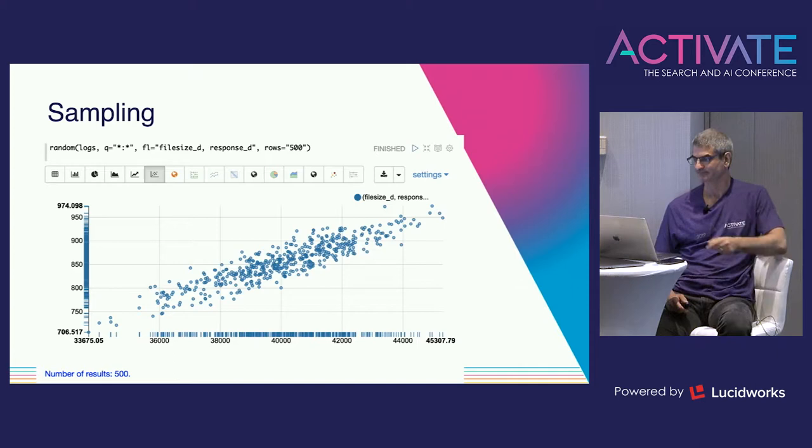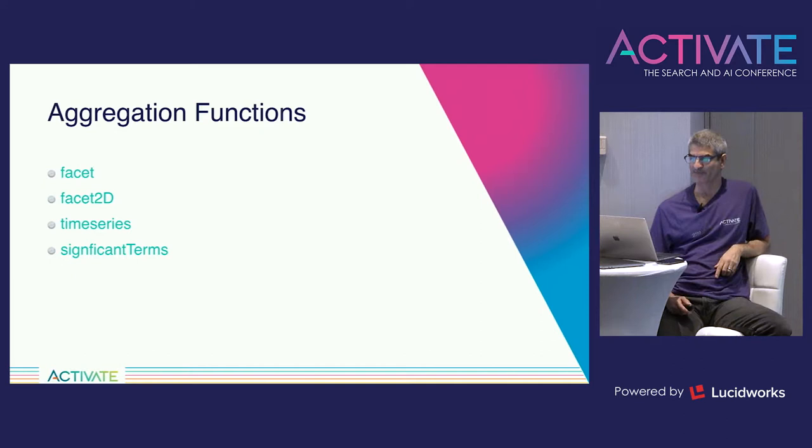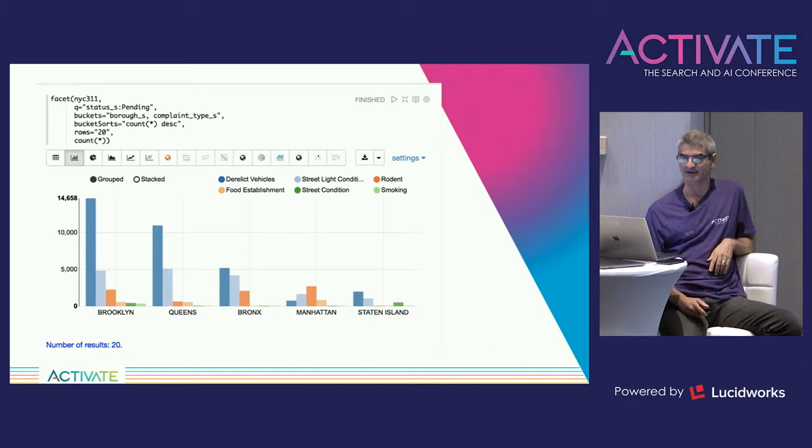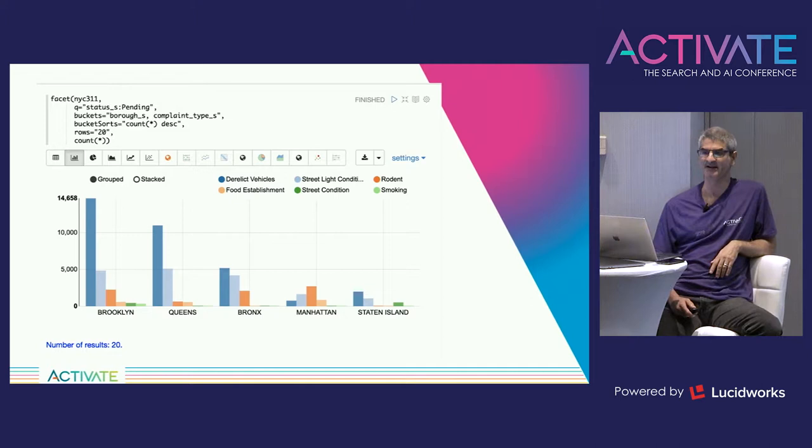Okay, so we're going to look at aggregations now. We're going to look at four: facet, facet 2D, time series, and significant terms. Okay, so here's a facet aggregation, and this is working on the NYC 311 data set, which is the complaint data set for New York City, the 311 line, which is actually one of the coolest data sets you can play around with, and I'm just barely touching everything you can do with it.